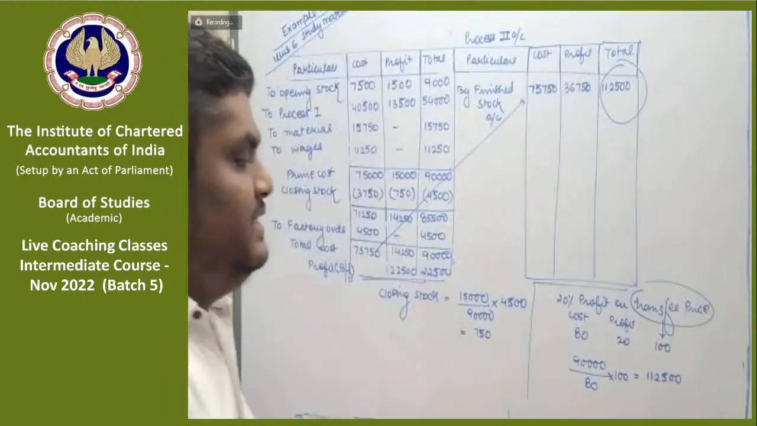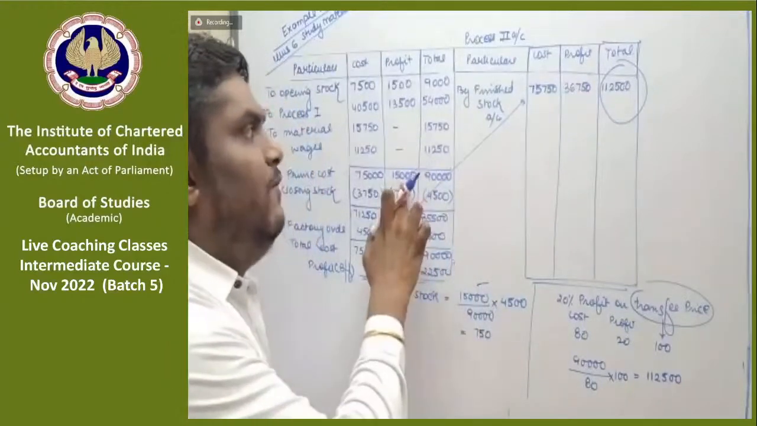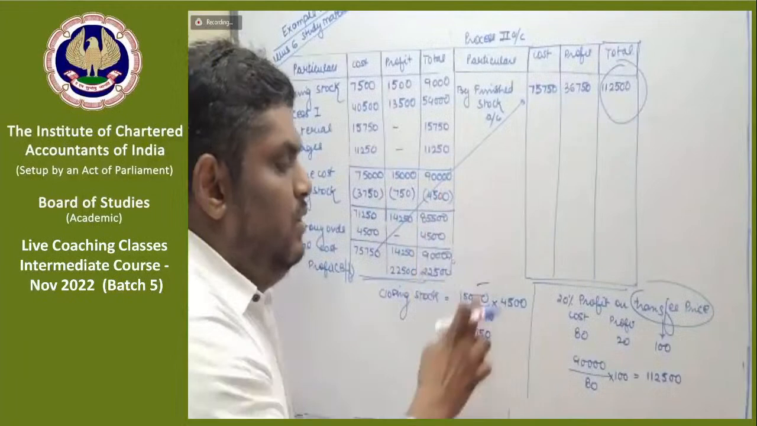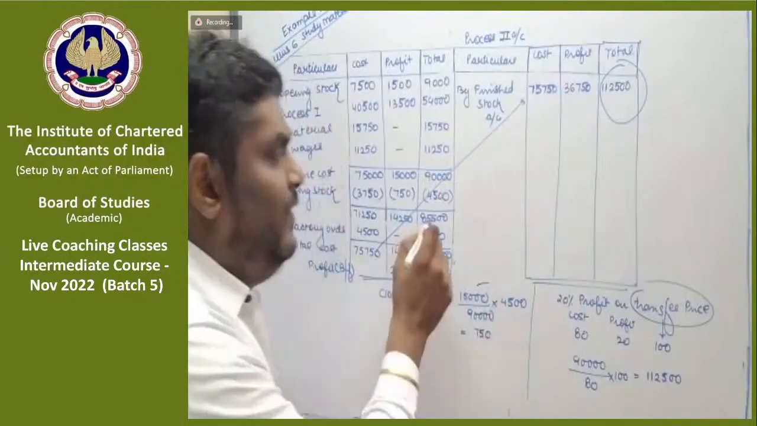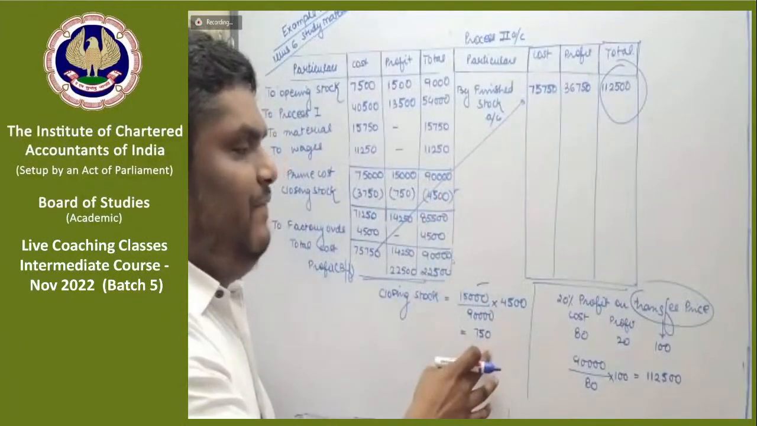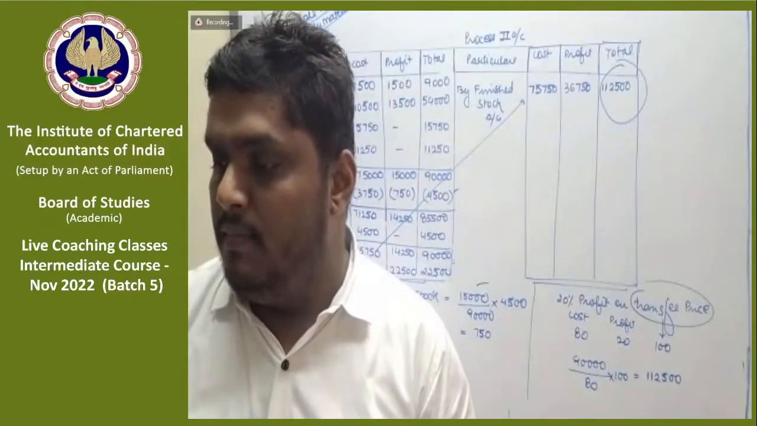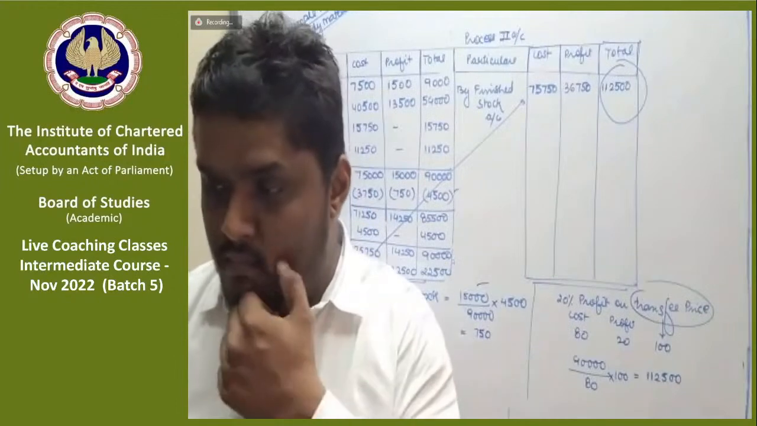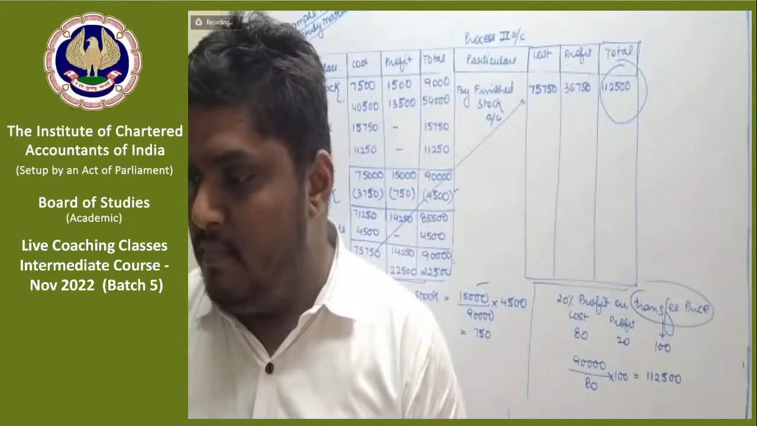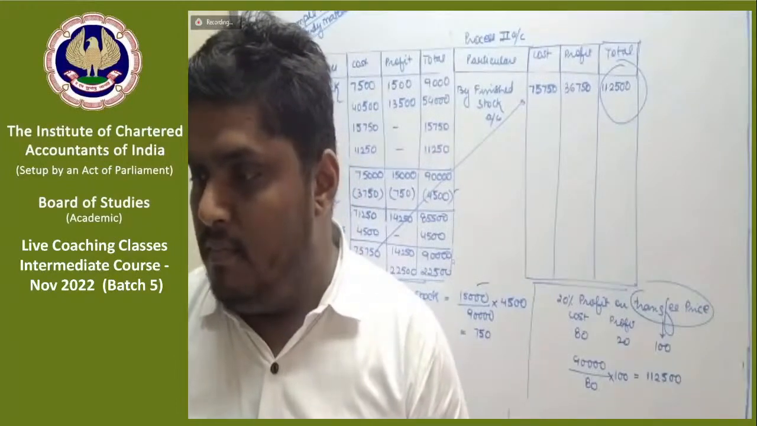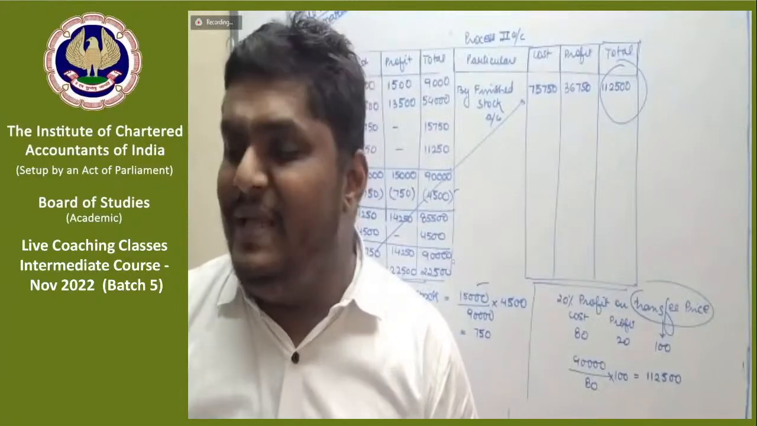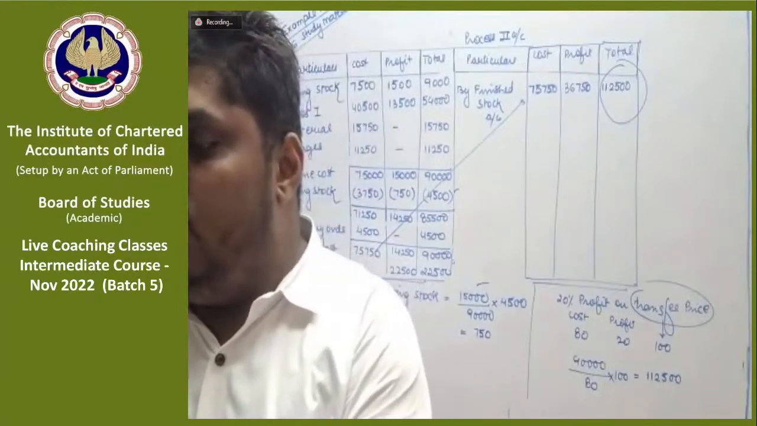Manthanjali, 15,000 is the proportionate profit on 90,000. So how much will be the proportionate profit on 4,500? 750. Akash Neil, can you please elaborate your query? I'm not getting what you are asking.